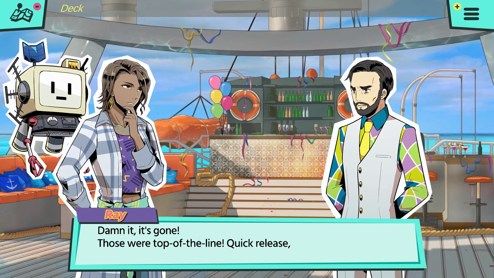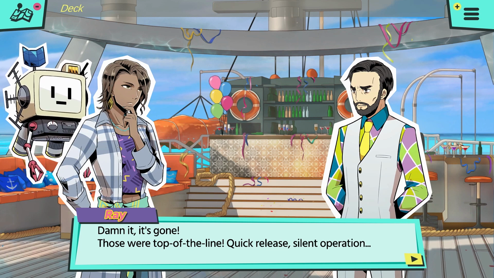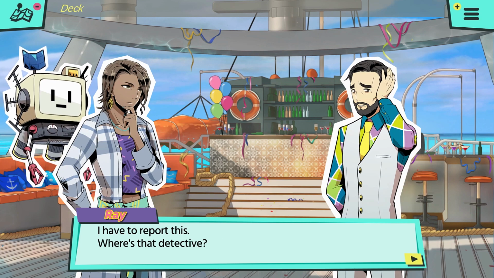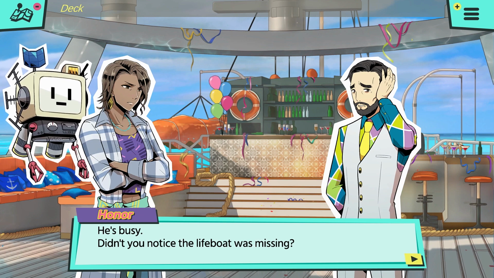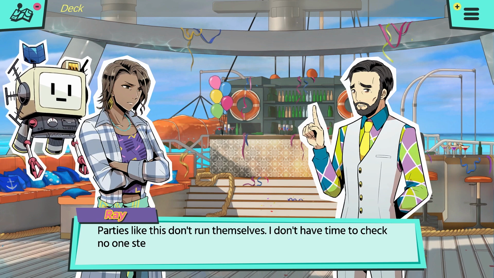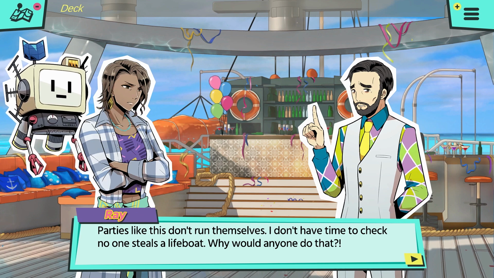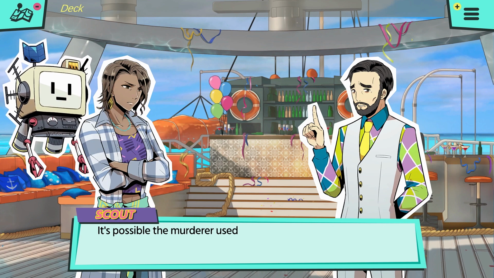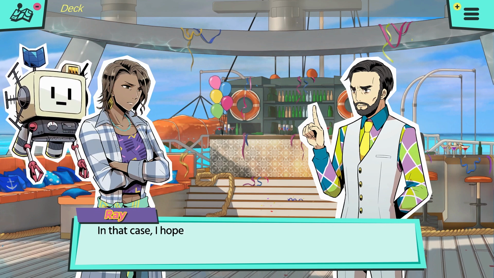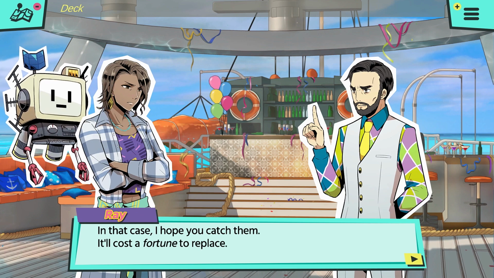Damn it, it's gone. Those were top of the line. Quick release, silent operation. I have to report this. Where's that detective? He's busy. Didn't you notice the lifeboat was missing? Parties like this don't run themselves. I don't have time to check no one steals a lifeboat. Why would anyone do that? It's possible the murderer used it to escape. In that case, I hope you catch them. It'll cost a fortune to replace.